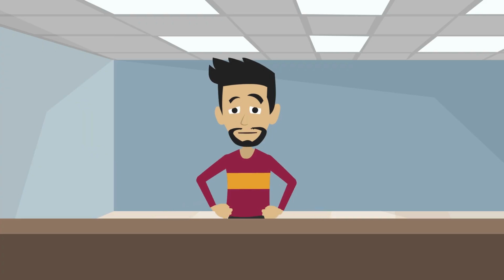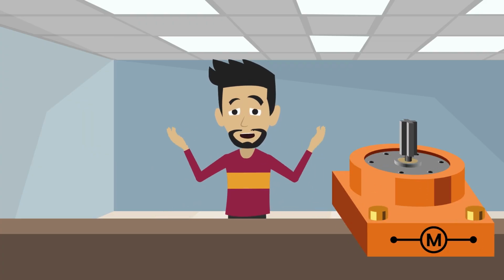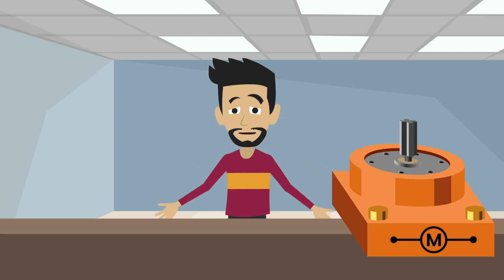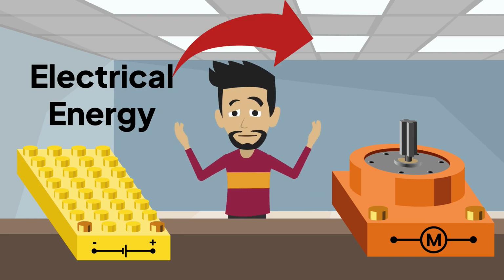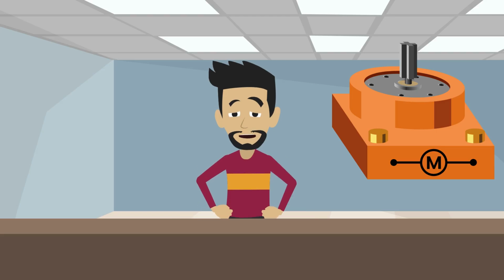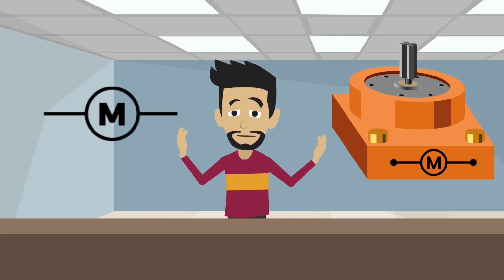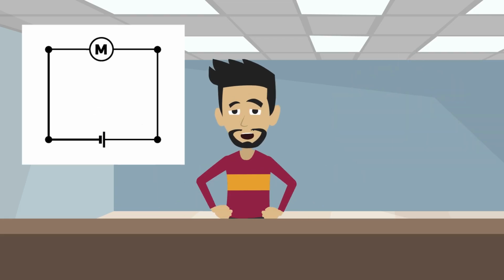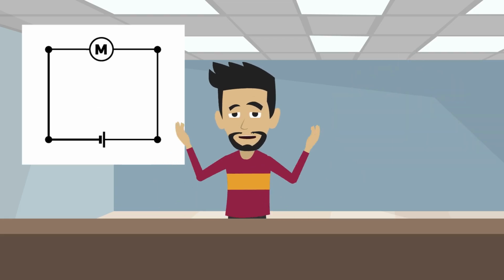Now let's try out a new component, the motor. In a future lesson, we'll learn all about motors and how they work. For now, what we need to know is that motors convert electric current into rotational kinetic energy. The symbol for a motor is a circle with an M inside. This circuit diagram has a motor symbol in it. Let's build this circuit together.